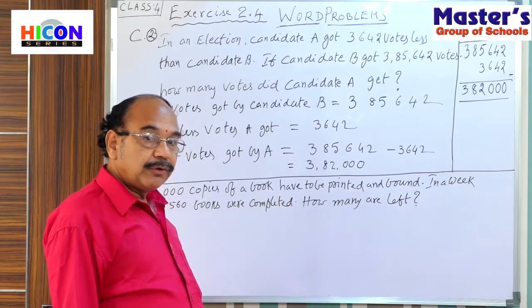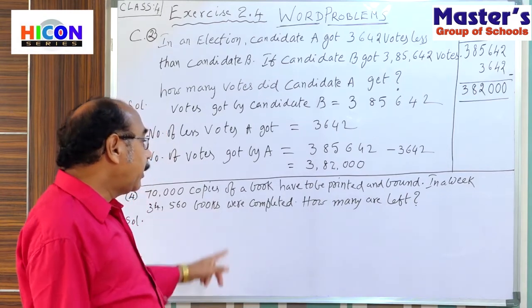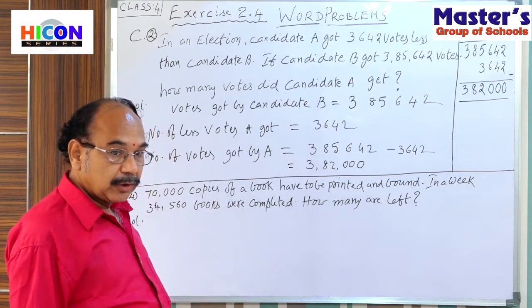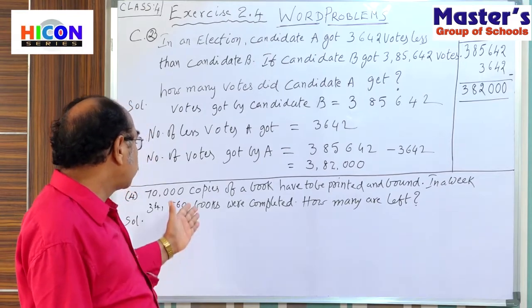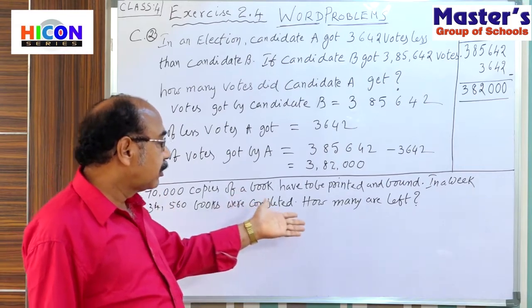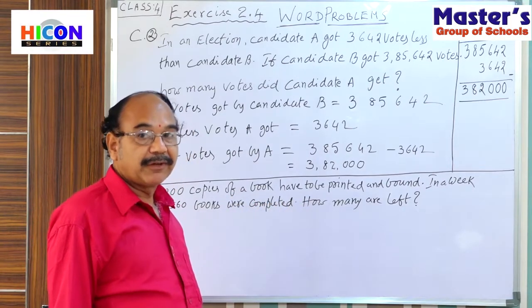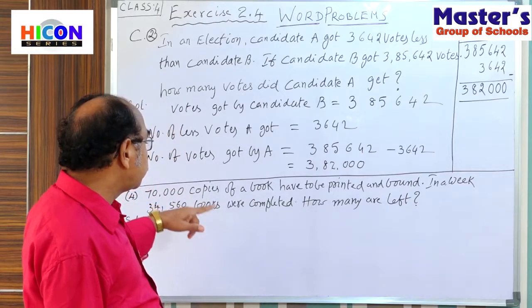So, we should do subtraction. Completed copies we subtract. How many copies were completed? If we subtract that one from 70,000, then we get how many are left. So here, order is given for 70,000 copies.